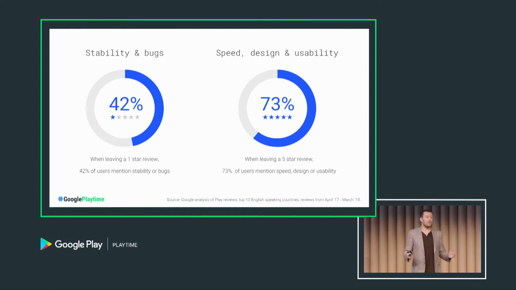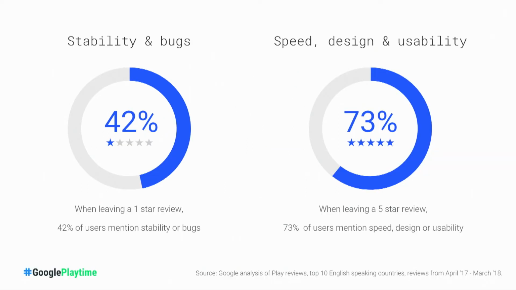So we did analysis over all the reviews on Google Play in English. And what we found is that when users are talking about performance and stability issues, they talk about them 40% of the time when they leave a 1-star review. And when people leave a 5-star review, they're talking about speed, design, and usability over 70% of the time.